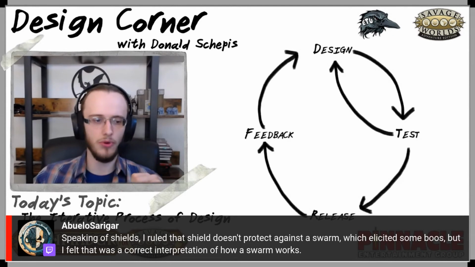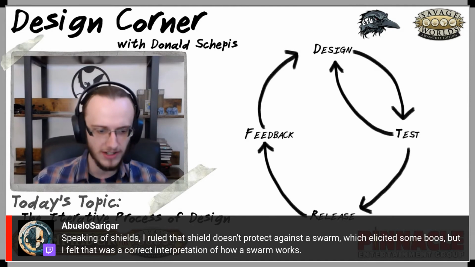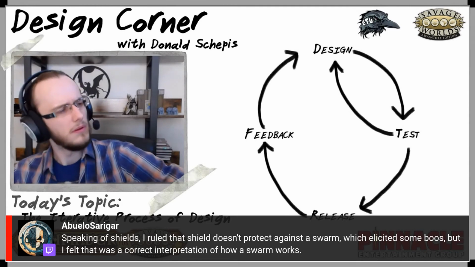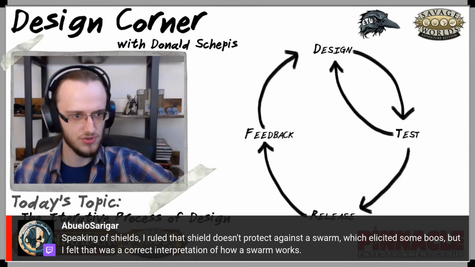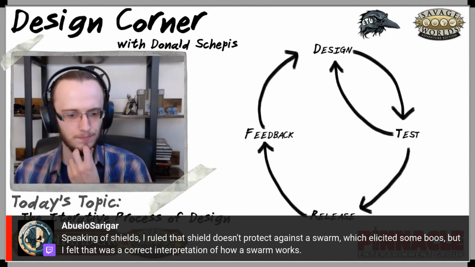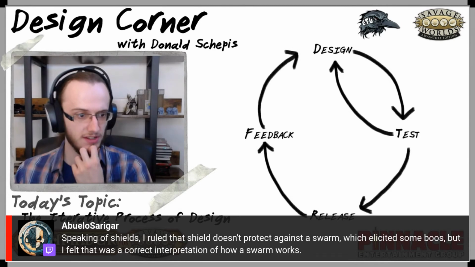But Abuelo Sargar also brought up a point. Speaking of shields, I ruled that the shield doesn't protect against a swarm, which elicited some boos, but I felt it was the correct interpretation of how a swarm works. Actually, let me refresh my memory on the swarm rules. I have the book open, so it should be relatively easy to do. I think you're just straight up right if I remember the way swarms work, because they should just deal damage in the square, and the parry never really comes into it, if I'm remembering correctly.